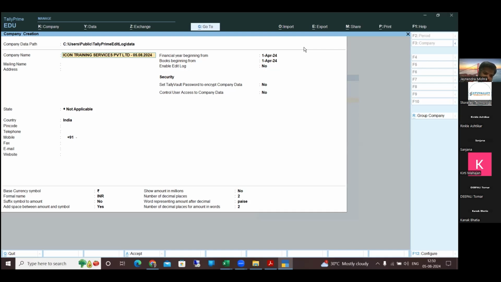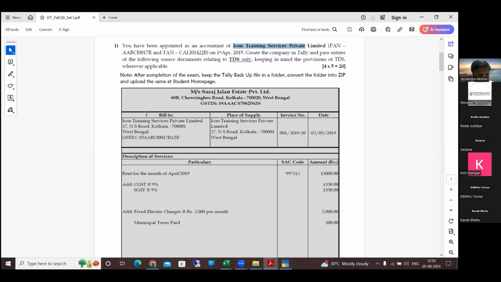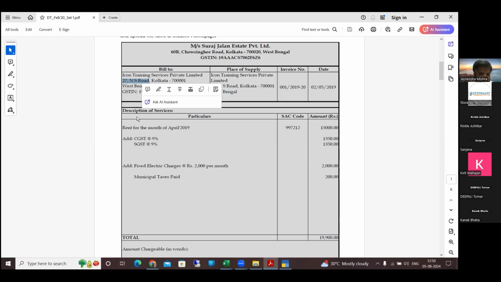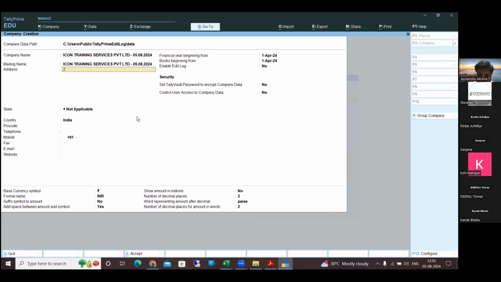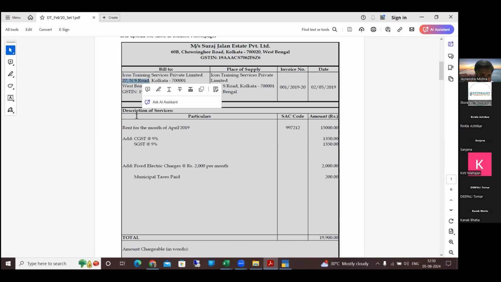So let's do the address, friends. Address is there. Here it is. This is our company's address. This is our address. 27 NS Road.